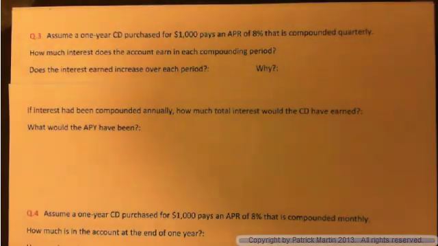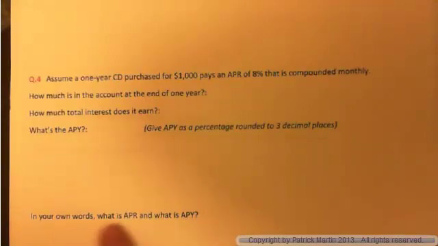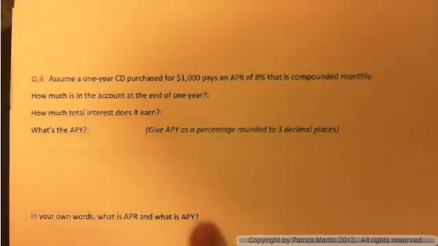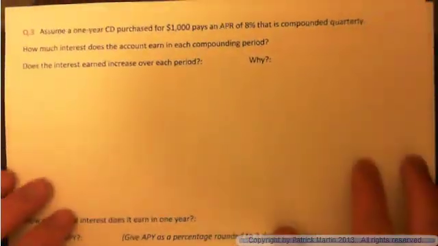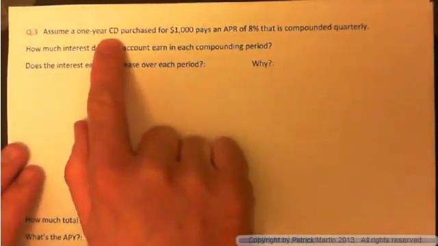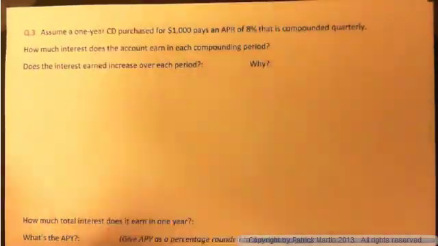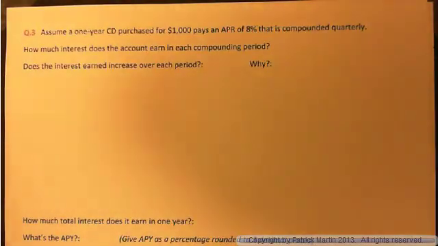Okay, the goal of this video is to do a couple of examples, and then at the end, in your own words, you'll be able to describe the difference between APR and APY. So what we're going to do first is assume a 1-year CD, certificate of deposit, so a savings account basically, where you promise not to take the money out until the year is done, otherwise pay big fines.